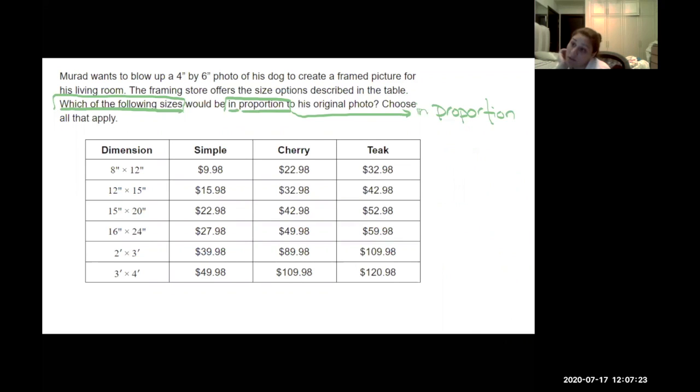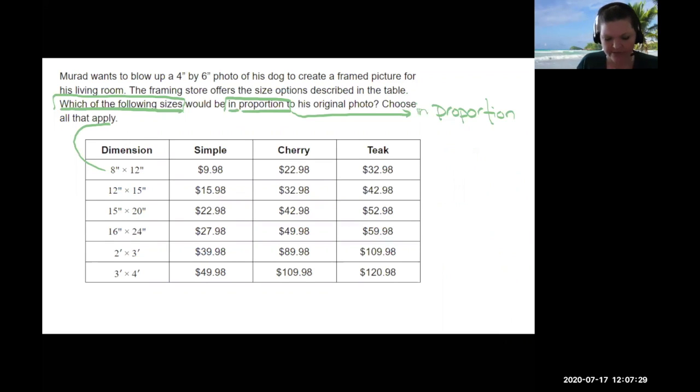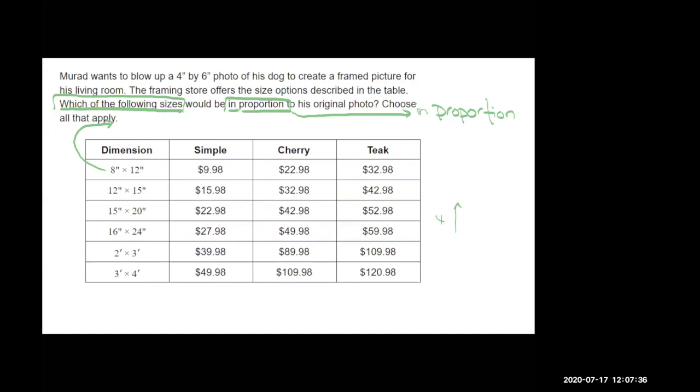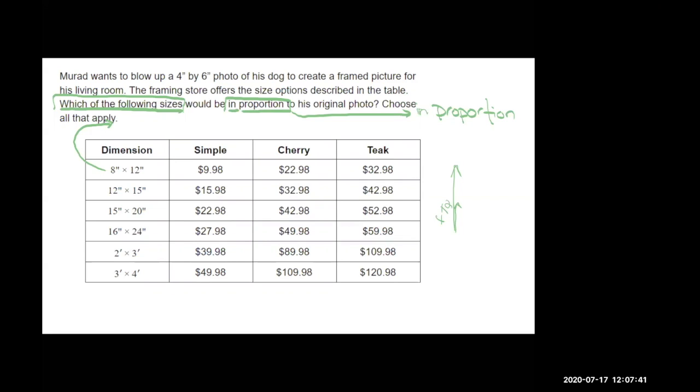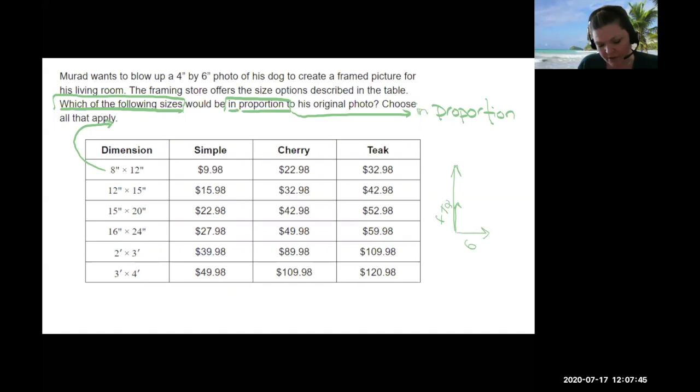8 times 12. Manal liked 8 times 12. Give me some reasoning. What did you like about 8 times 12? Because 4 times 2 is equal to 8. And Manal took that 4 inches and got twice as big this way. And she said, if I got twice as big that way with my 4 inches, I better get twice as big this way. 6 times 2 then is 12. Beautiful. That was definitely in proportion.